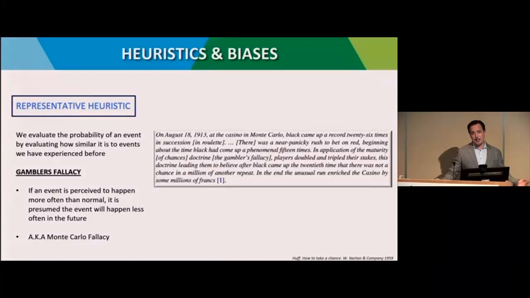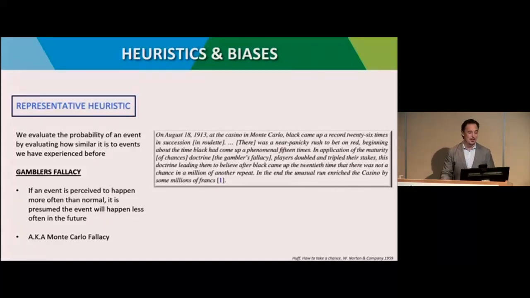And so anchoring bias and the Weber-Fechner law lead to certain heuristics. And one of them is the representative heuristic. And that is we evaluate the probability of an event by evaluating how similar it is to events we've experienced in the past. And this leads to a famous term called the gambler's fallacy. And this is if an event is perceived to happen more often than is normal, it is presumed that event will happen less often in the future.